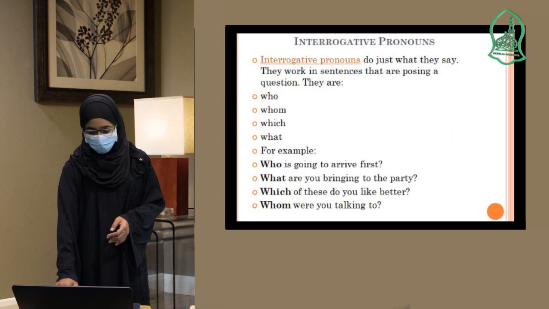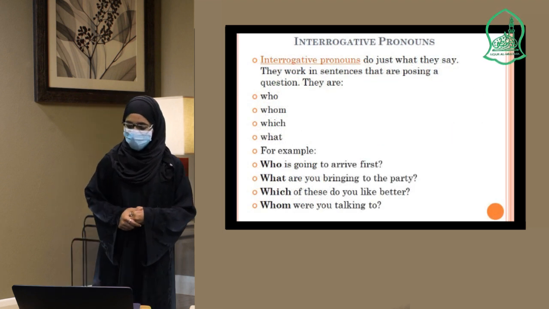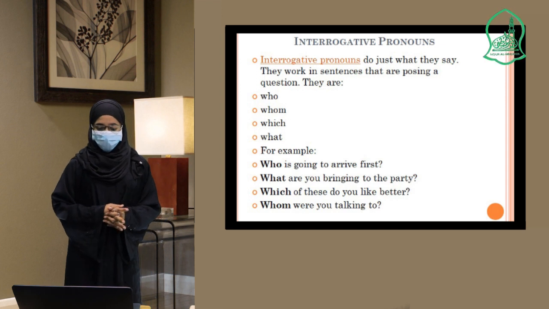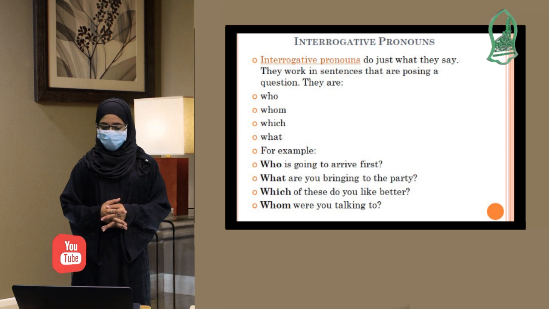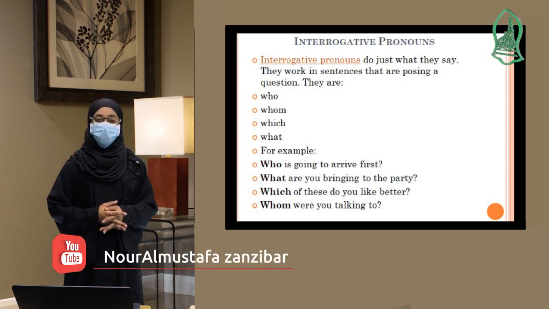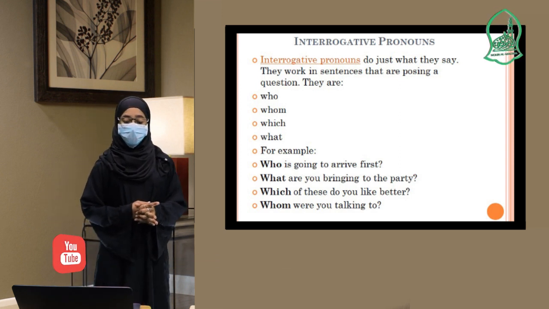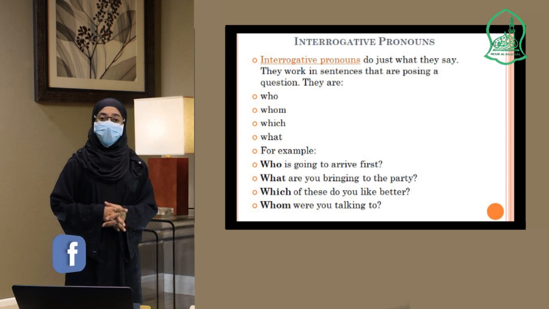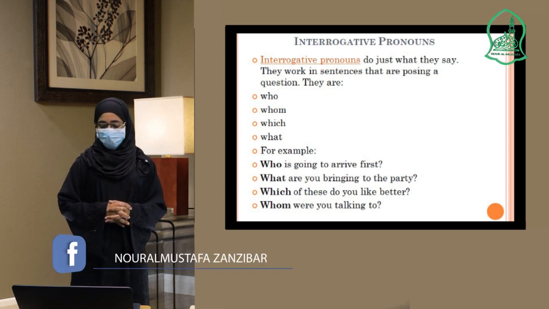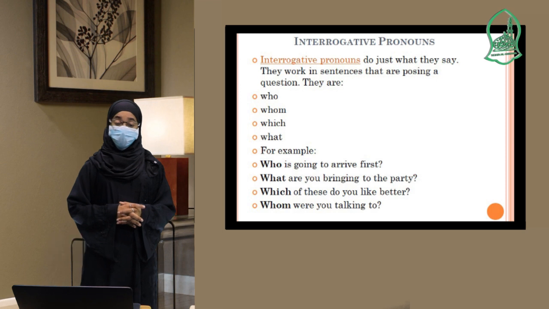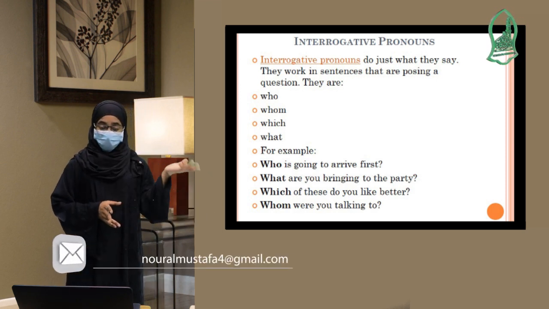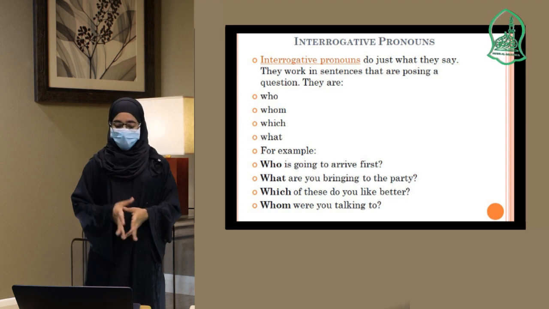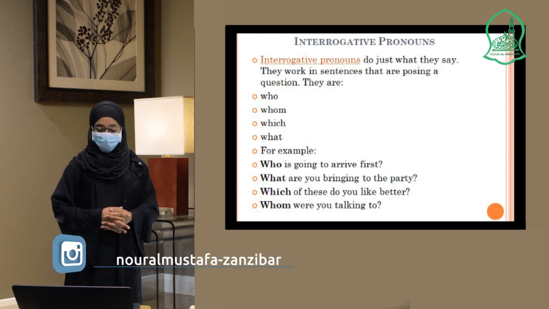Let's go to the next type of pronoun, which is interrogative pronouns. Interrogative pronouns, just what they say. They work in a sentence that is posing a question. So we are using these interrogative pronouns to ask questions. For example, we have who. It is used for people, subjective, as we have seen in the previous type of pronoun. We have whom, we have which, and we have what.